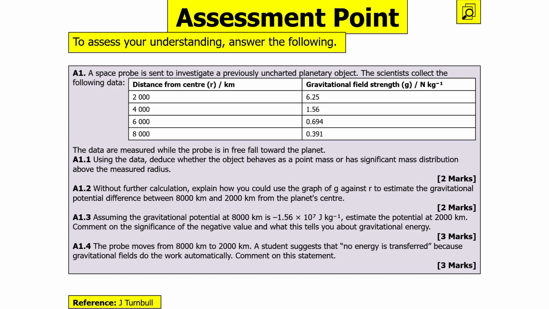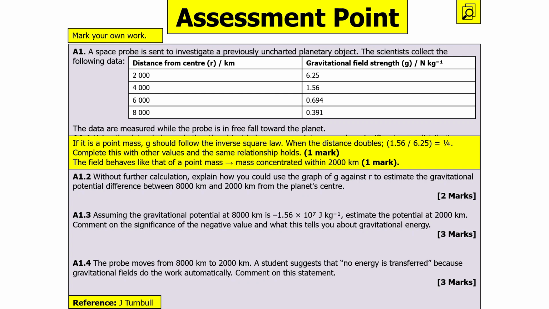answer. Right, in this first one, if it is a point mass, then G should follow the inverse square law. So when the distance doubles, it should then quarter. Now you should compare this with other values as well, so you can look at this and the relationship holds. So the field does behave like that of a point mass. The mass is concentrated within 2,000 kilometers.